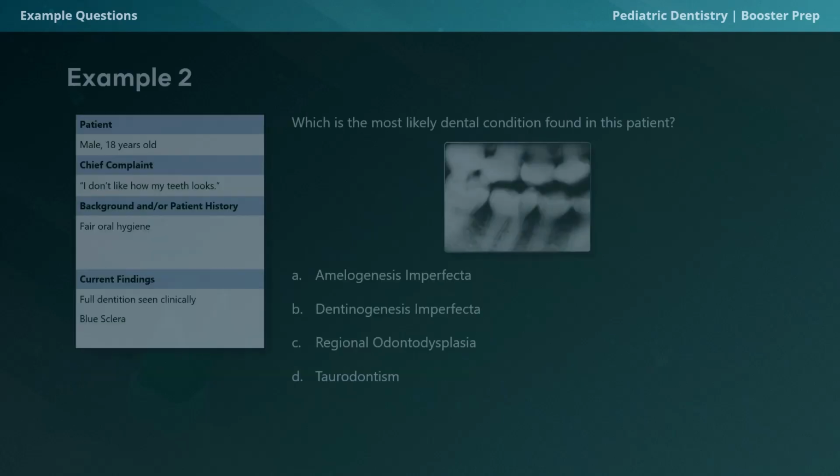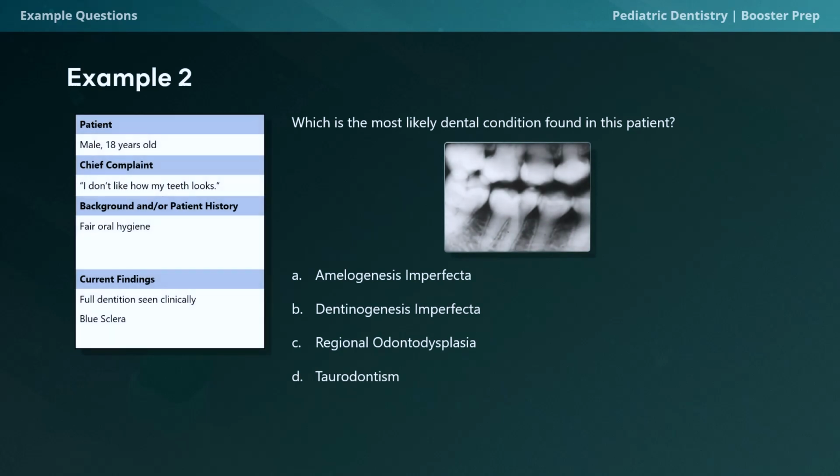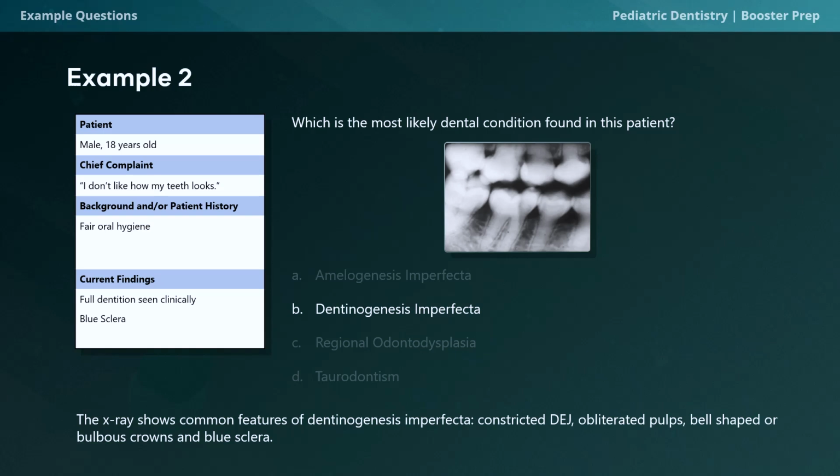Example 2: we have an 18-year-old male whose chief complaint is that they don't like how their teeth look, and the patient has fair oral hygiene. Current findings include a full dentition and blue sclera of the eyes. And here we have this radiograph as well. Which is the most likely dental condition found for this patient? Feel free to pause and think about this answer. The correct answer would be option B, dentinogenesis imperfecta. The x-ray shows common features of dentinogenesis imperfecta, including a constricted DEJ, obliterated pulps, and bell-shaped, bulbous crowns, and the patient has blue sclera noted in the current findings.